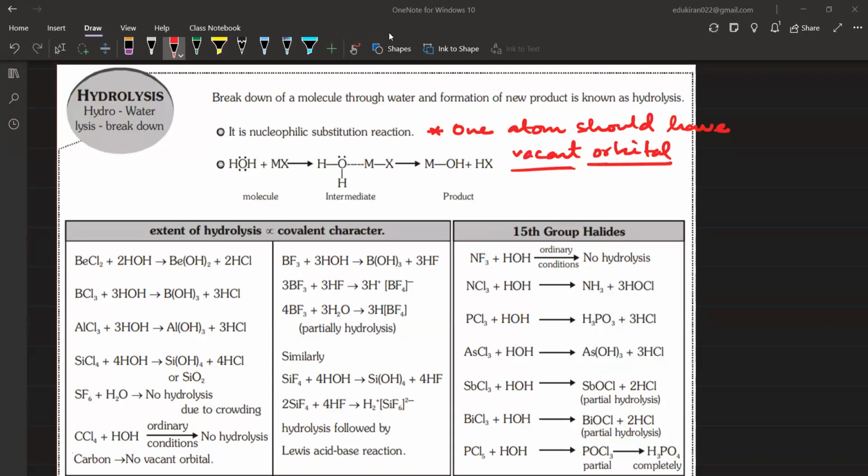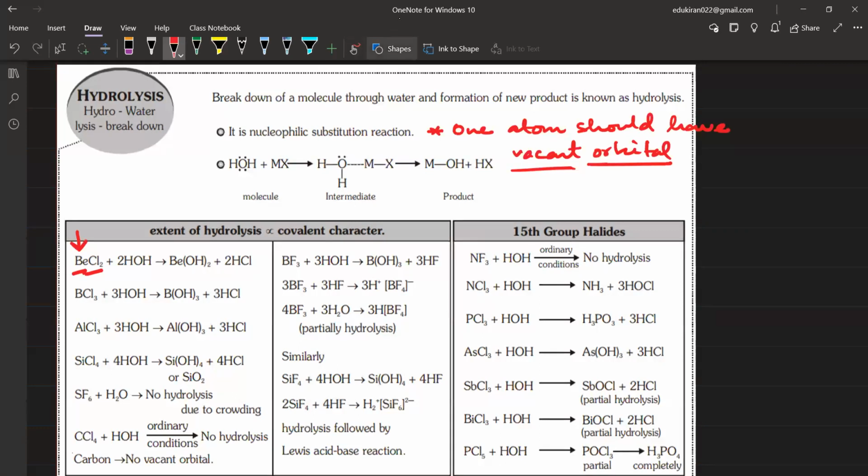ठीक है? Now if you have two atoms which are having vacant orbitals, so the one which is electron deficient, वहाँ पे जाके अटैच होगा. Or the central atom generally, वहाँ पे OH अटैच होगा. For example, अगर आप BeCl2, बेरिलियम क्लोराइड की बात करें, then beryllium is also electron deficient, and chlorine has vacant orbital.